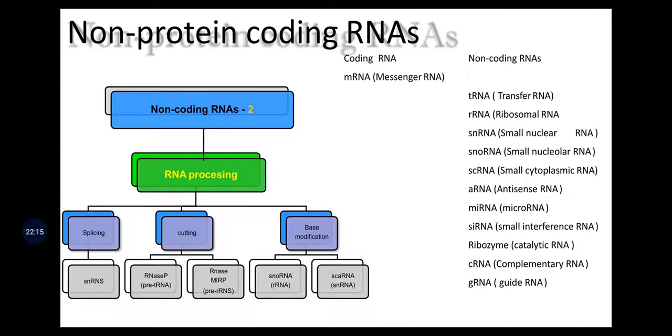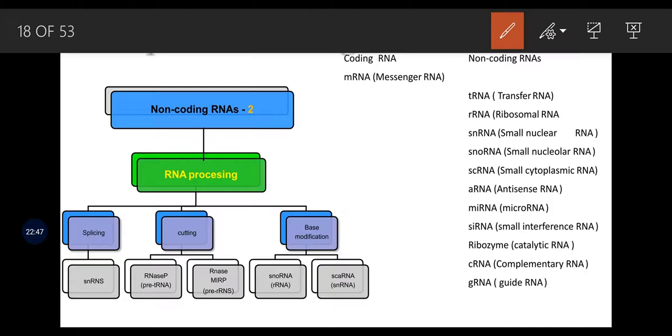Non-coding RNA in the view of processing, three things are important here. Splicing, cutting and base modifications are the major functions in case of RNA processing. The different kinds of RNAs involved here are snRNA, pre-tRNA, that is also called RNase-P, then RNase-MRP, that is again called pre-rRNA. RNase-P is called pre-tRNA, this one, then RNase-MRP is called pre-rRNA.